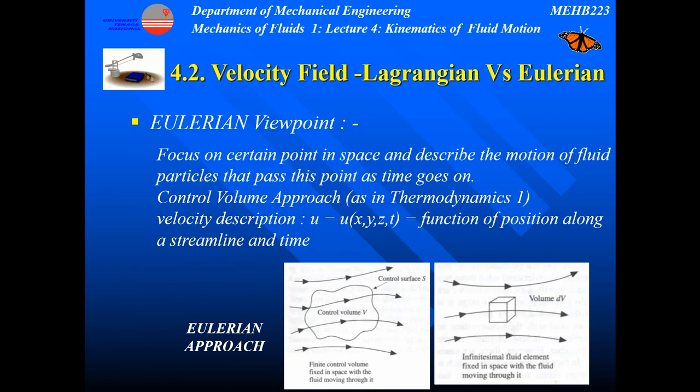Another one is called Eulerian. It focuses on a certain point in space and describes the motion of fluid particles that pass this point as time goes on. In other words, the fluid properties are written as a function of space and time, and the flow is determined by analyzing the behavior of the functions. This approach is called the control volume approach, and most of the time we use the Eulerian approach.